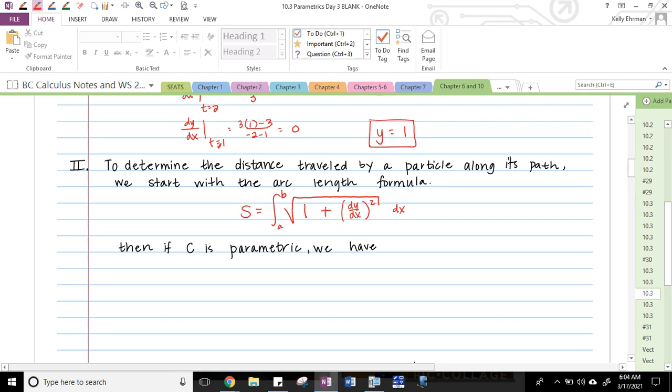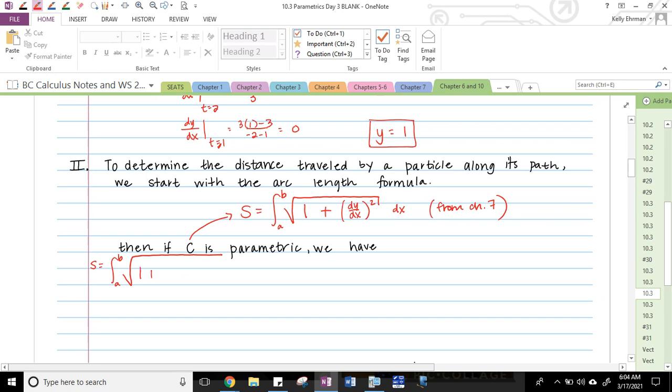Hopefully that sounds familiar. This was our arc length formula, from chapter 7. I forget if it was 7.4. This called the curve C, sorry, I said S. So if that curve C is parametric, then instead of dy dx, we have things in terms of dt. So let's work on this a little bit as a way to do an informal proof of getting our arc length formula for parametric equations.